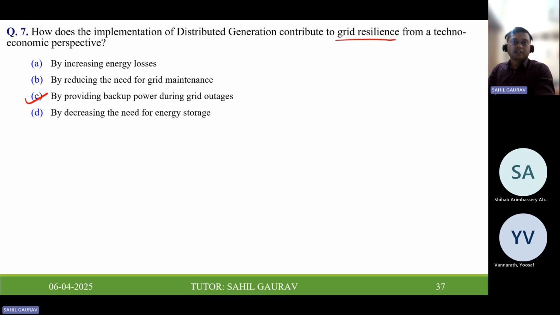Energy storage anyway, this is no relation. They will not decrease the need for energy storage.